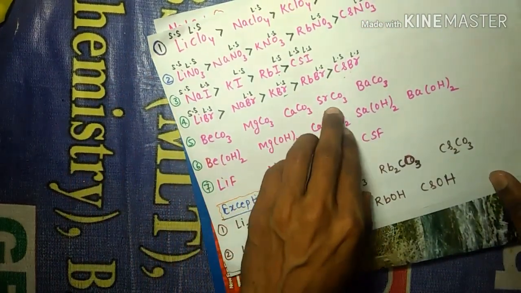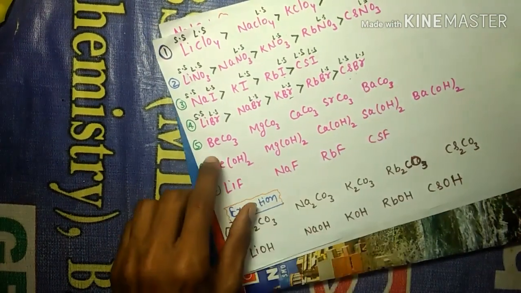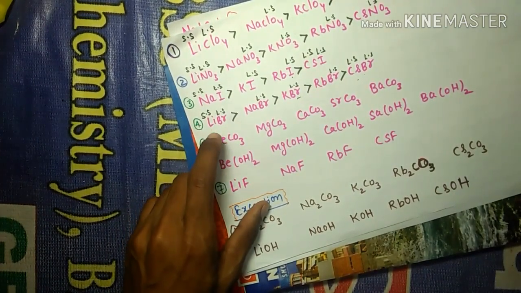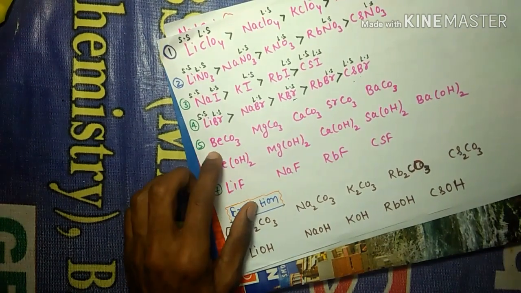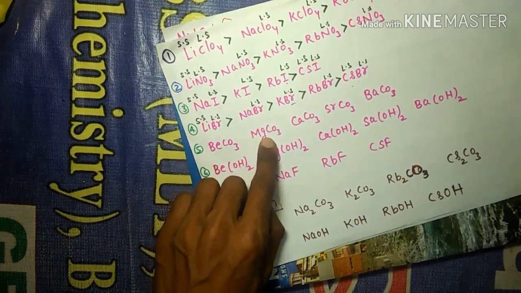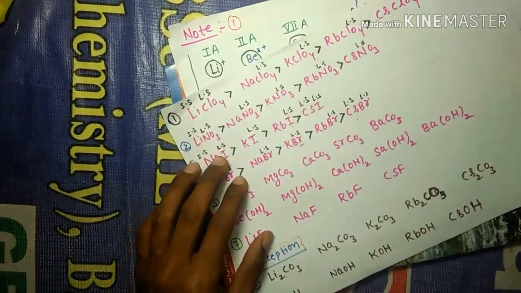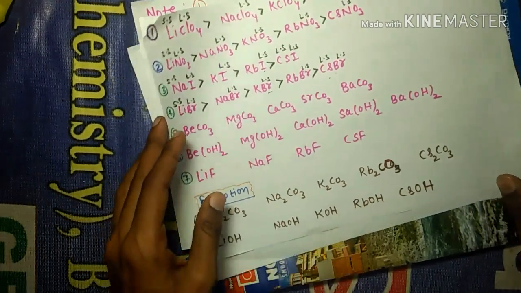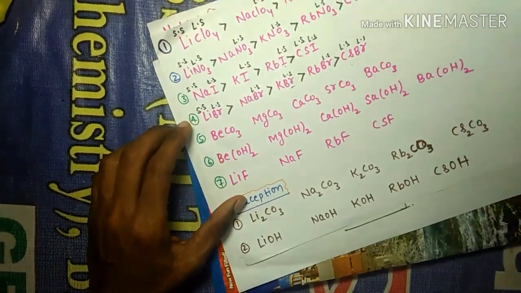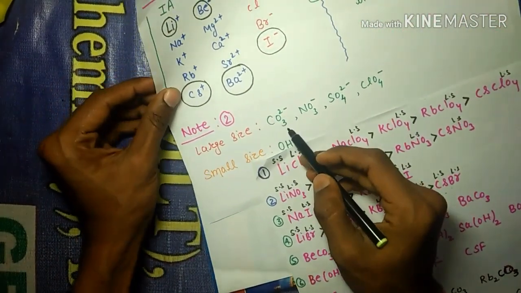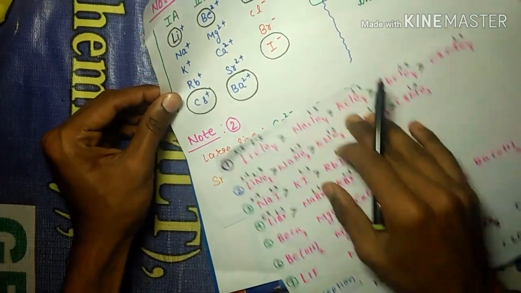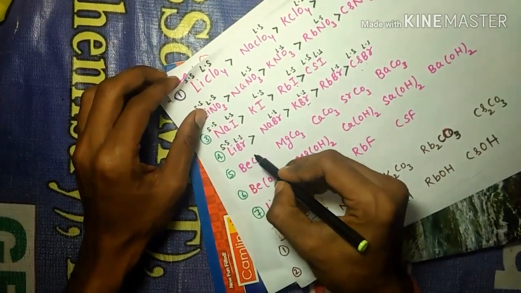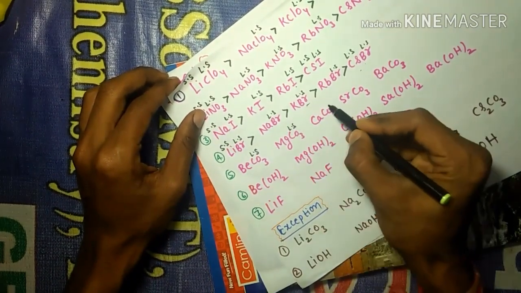BeCO3, MgCO3, CaCO3, SrCO3, BaCO3. When they dissociate, they give Be2+ CO3 2-, Mg2+ CO3 2-, Ca2+ CO3 2-, Sr2+ CO3 2-, like this. And we know that CO3 2- belongs to the larger size category. So here we take CO3 2- as the larger size.